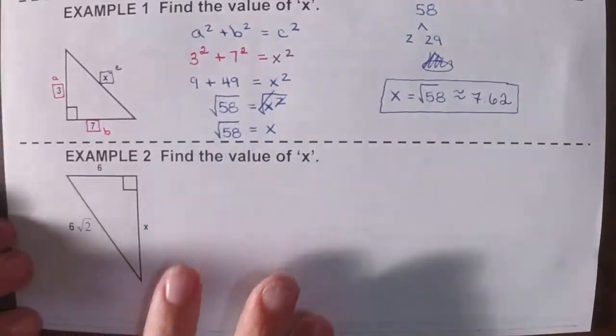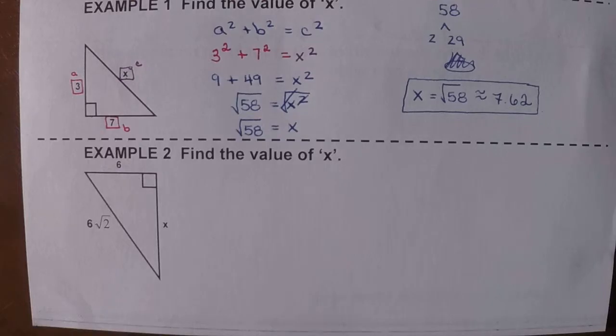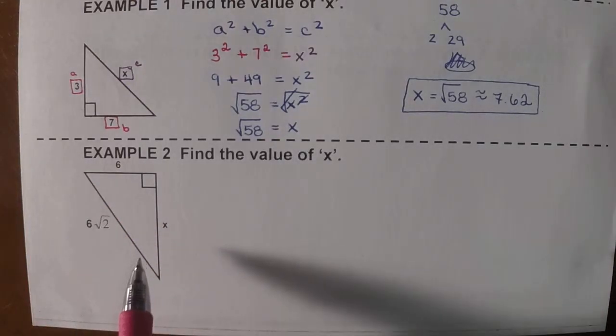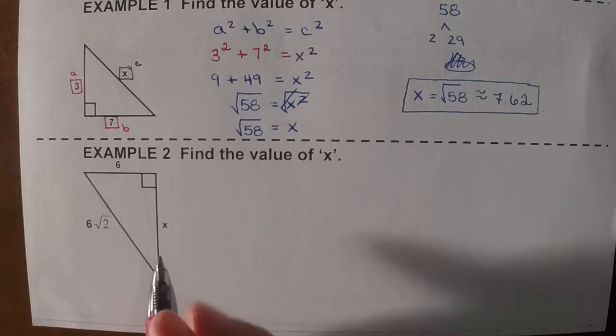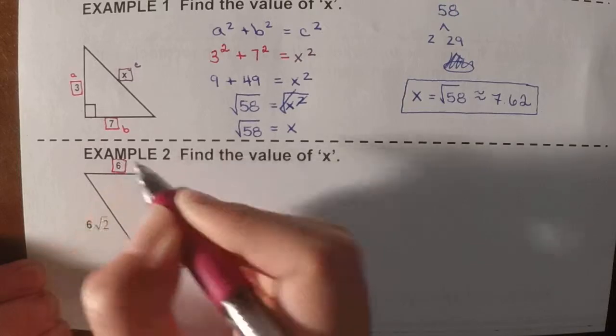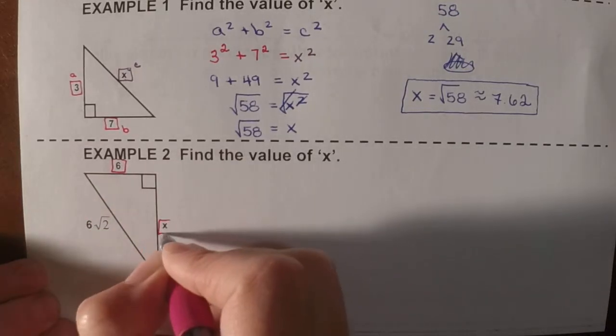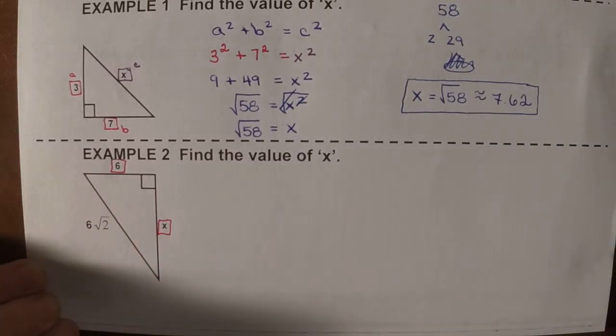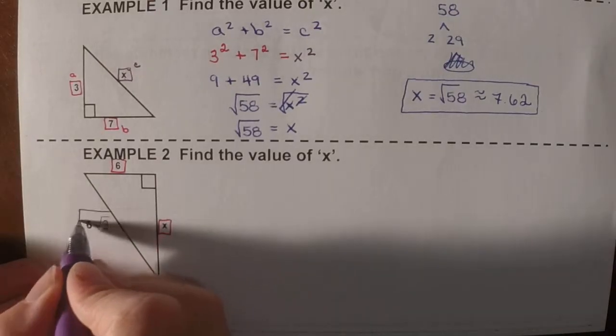I'm going to try to fold this in half real fast. There we go. So now we're going to do example 2. Notice they rotated the triangle around. They want to make sure that you know what you're doing. So again, the legs are going to be this one, the 6, and this one, the x. Your hypotenuse is going to be this one.